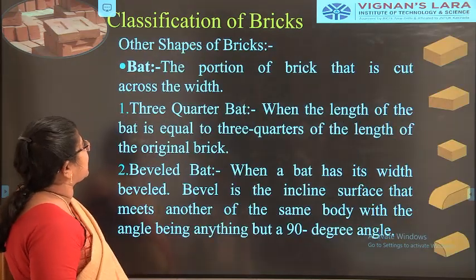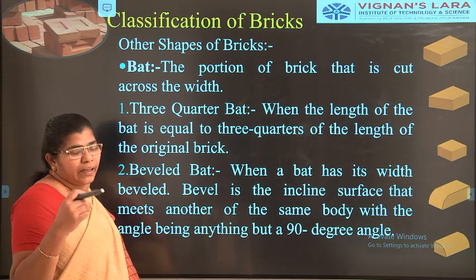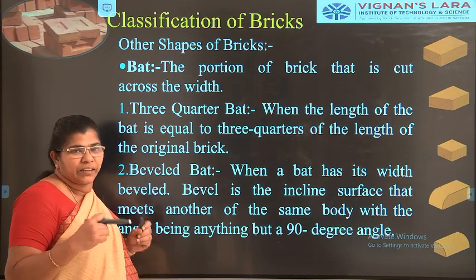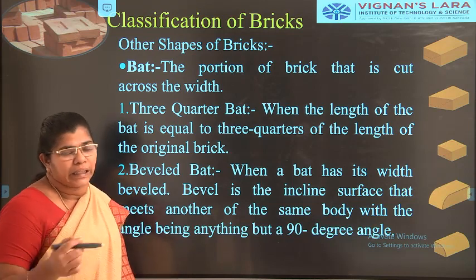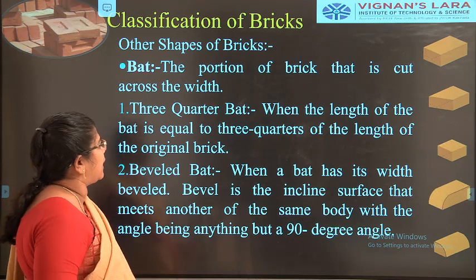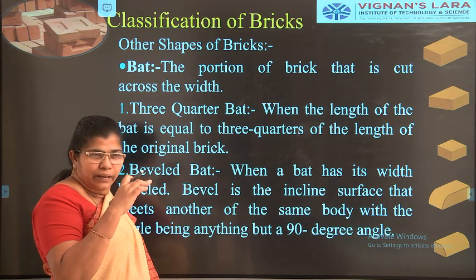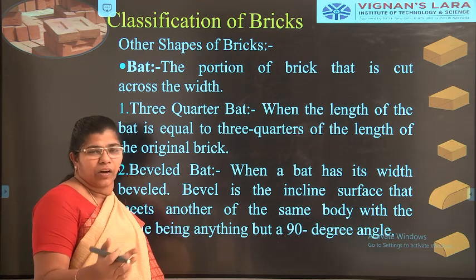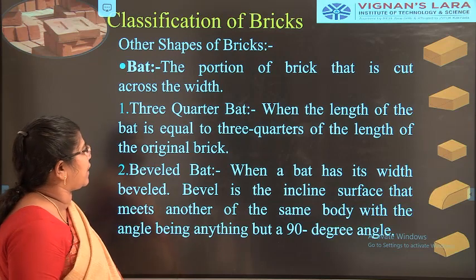These are the classification of the bricks based on the shapes. The first classification we saw was based on burnt and unburnt. The second classification we saw was based on the corners, the actual bricks, round corners and sunk. The third classification is the shape of the brick.